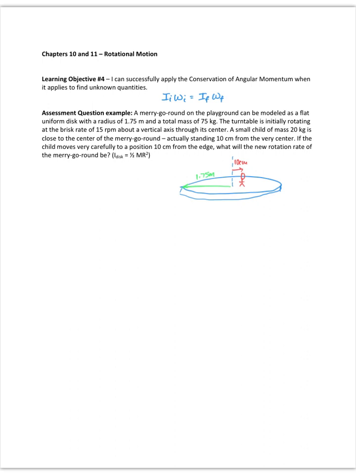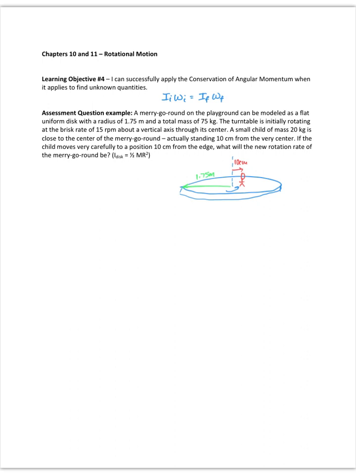In this problem, we're using a merry-go-round as our system, which is a playground equipment. Ours seems to be rather unsafe because I didn't put any sort of handles or bars on for kids to hang on to. It's a free-for-all. But we're going to model our merry-go-round as a flat uniform disc. It has a radius of 1.75 meters and a total mass of 75 kilograms. It's rotating initially at the brisk rate of 15 RPM around a vertical axis through its center.